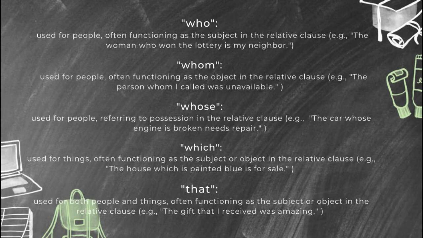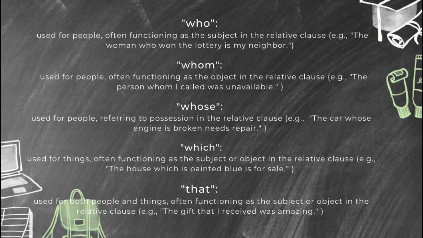The next one is which. It's used for things, often functioning as a subject or object in the relative clause. For example, the house which is painted blue is for sale. So the word which is a relative pronoun that refers to things or animals. In this example, it introduces a non-restrictive or non-essential clause describing an attribute of the house. This means the information in the clause is additional and not crucial for identifying the house.